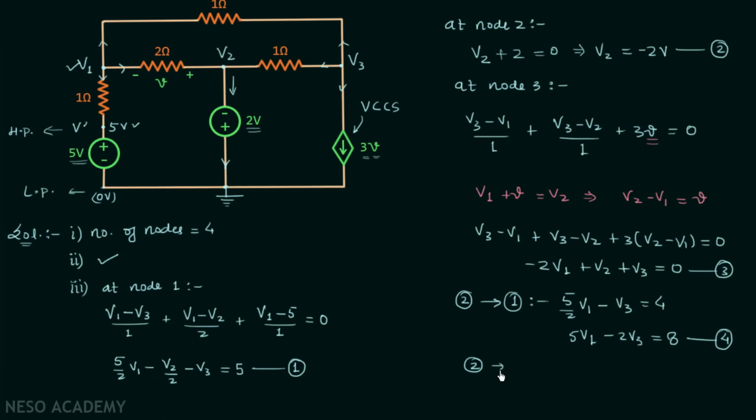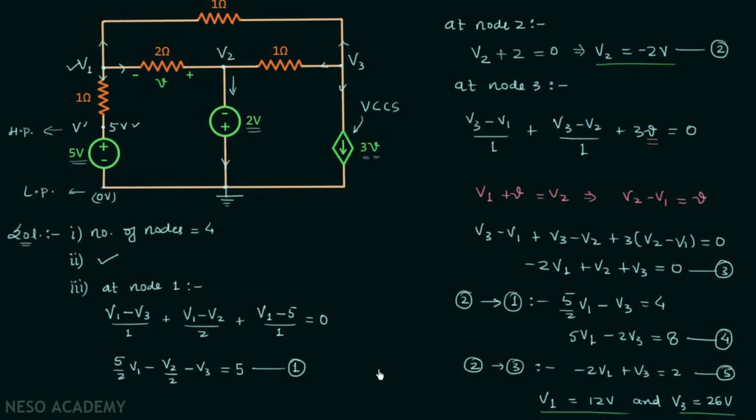Now we will put the value of V2 in equation number 3, and this will give us minus 2 times V1 plus V3 equal to 2. Let's call this equation number 5. Now when you solve equation number 4 and equation number 5, you will get V1 equal to 12 volts, and you will get V3 equal to 26 volts. So now we have voltage V1, we have voltage V2, we have voltage V3.